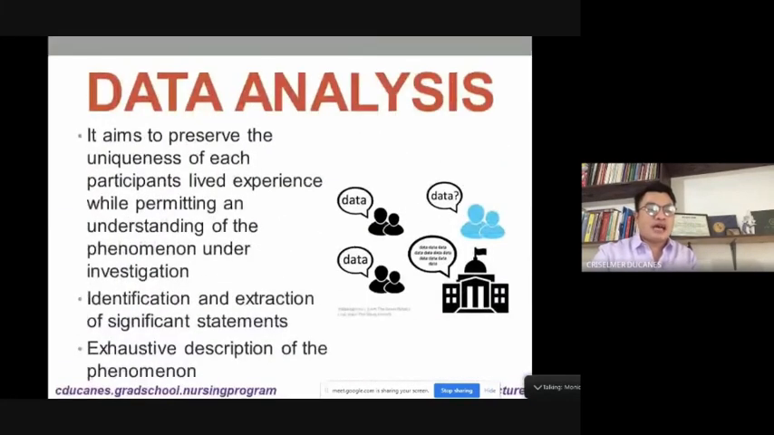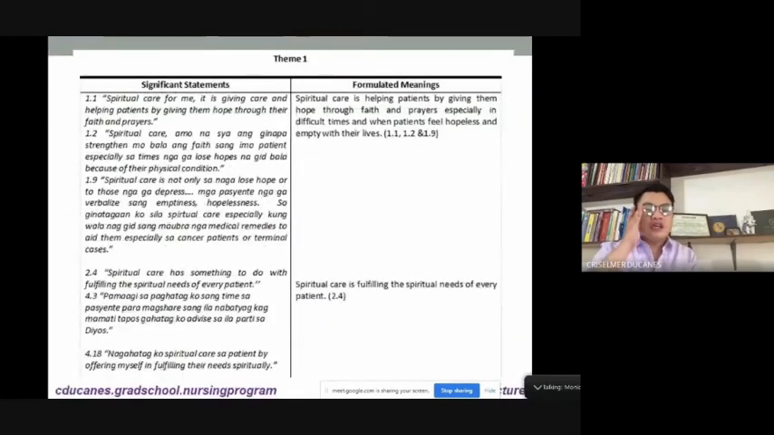So I have here an example of your data analysis. This is an actual transcript from my research. Okay, so I actually have 5 themes, and this is just theme 1. Here we have the significant statements. What I did is number-code them. So 1 here means participant number 1. The point 1 here represents the first statement of the participant in the interview transcripts.